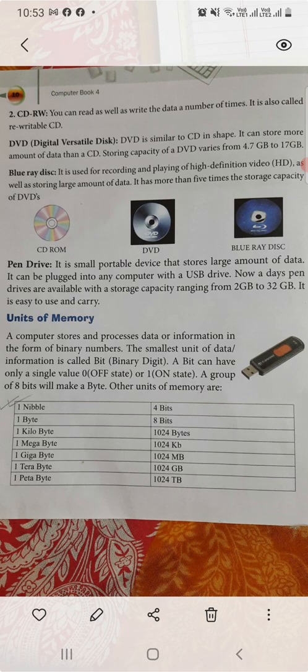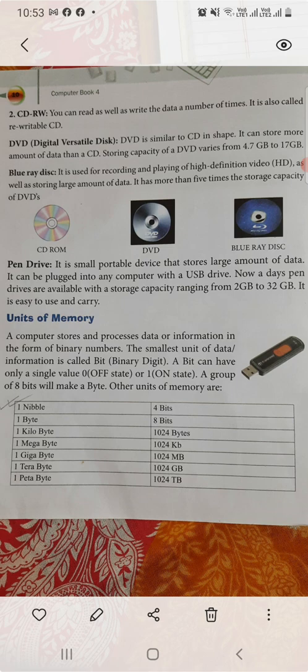And next we have pen drive. This is a small portable device. It can be plugged into any computer with the help of a USB port, and this is very useful and easy to use, and also we can carry it easily, where we can store a huge amount of data, 2 GB to 32 GB. In today's world we can also have a 64 GB pen drive. So that means we can store 64 GB of data in this pen drive.